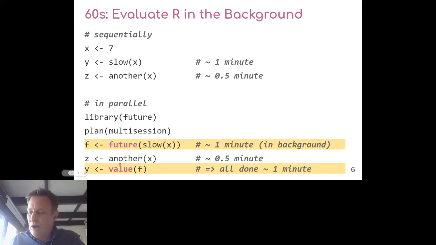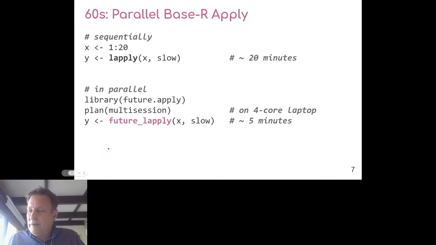And all parallelization frameworks in R have something like this under the hood. But the most common approach is to use some kind of map-reduce. If you consider the base R apply function, for instance the list apply, or lapply, and you want to apply this slow function to 20 different values, it will take 20 minutes because each call takes 1 minute.